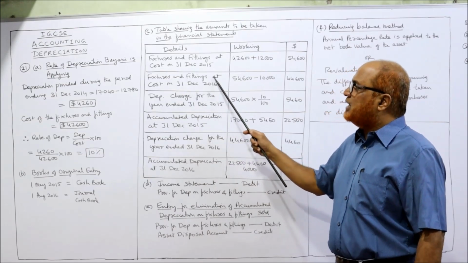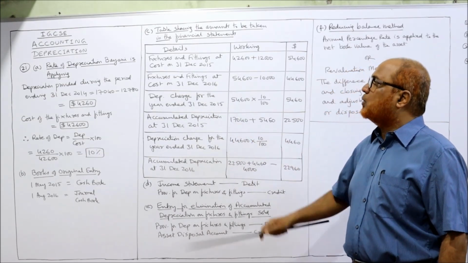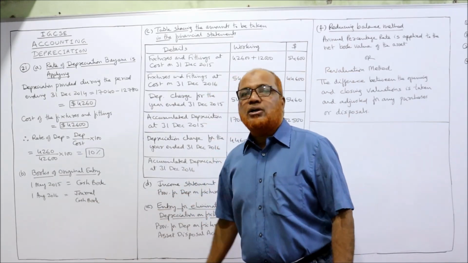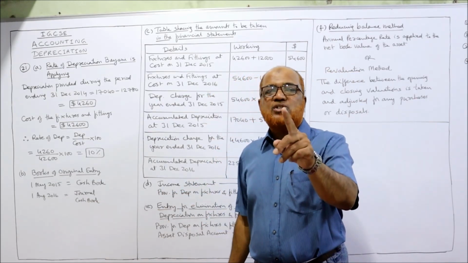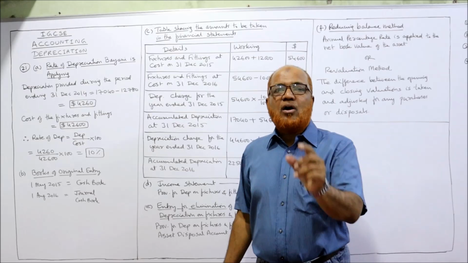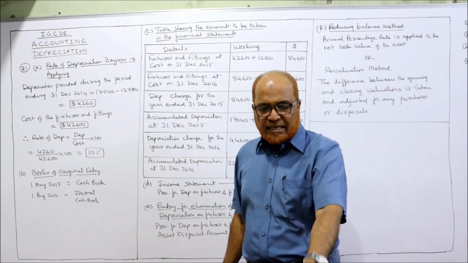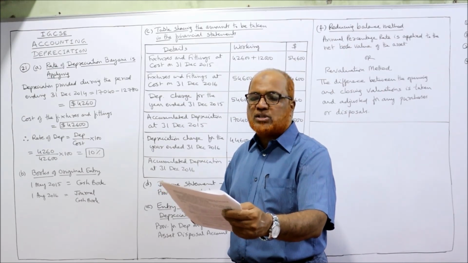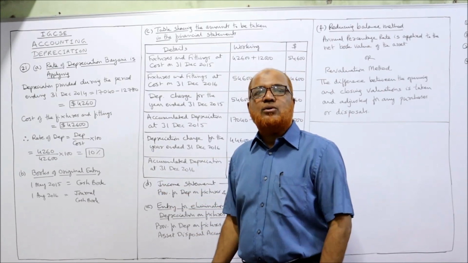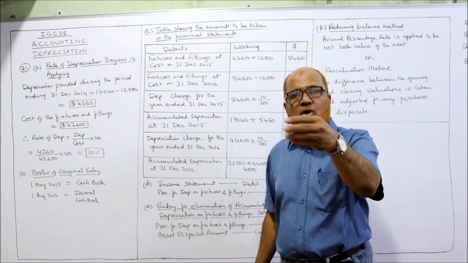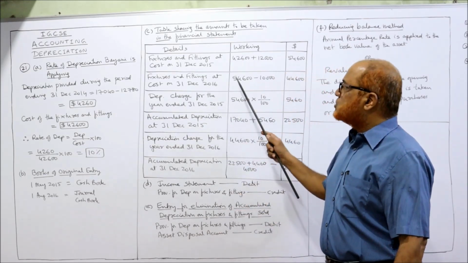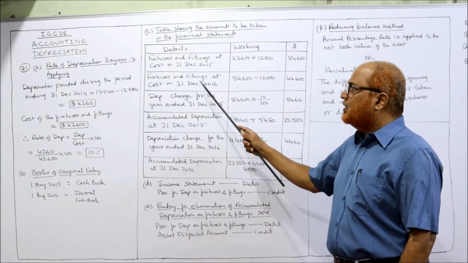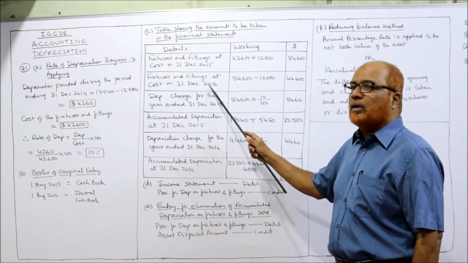Now fixtures and fittings at cost on 31st December 2016. Now on 1st August 2016, one fixture was sold. The cost of that fixture was 10,000 given in the problem. On 1st August 2016, he sold fixture and fitting which had cost of 10,000. So 10,000 fixtures gone, deduct. So 54,600 total minus 10,000, 44,600 is the fixture and fitting on 31st December 2016.